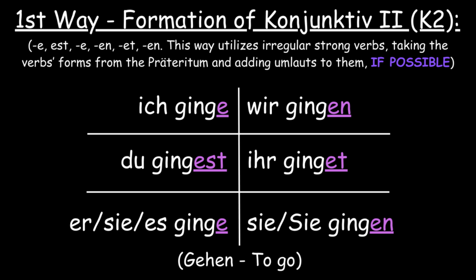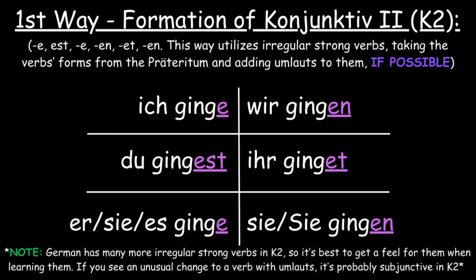This is the first way to form Konjunktiv 2, and as a note, German has many more irregular strong verbs in this mood. Showing all of them would be redundant, because there are so many of them, so it's something that you have to get a feel for through practice. In case you see an unusual change to a verb with umlauts, it's probably subjunctive in Konjunktiv 2.